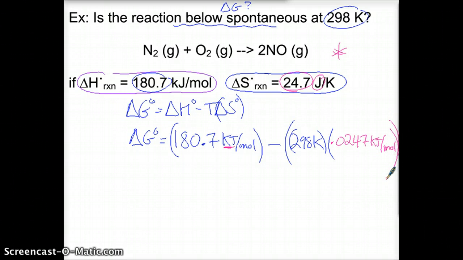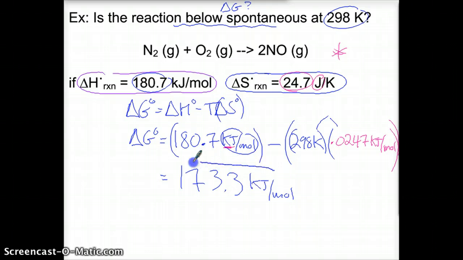Huge warning there. Make sure you convert that into kilojoules before you do a calculation. Once you have it set up, then it's just the algebra from there. Multiply these two values together here, subtract it from 180.7, and if you do so, you get a final answer of 173.3. The units that I'm left with are kilojoules per mole.